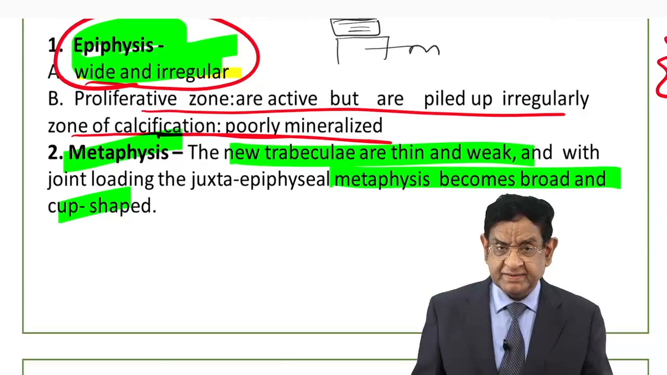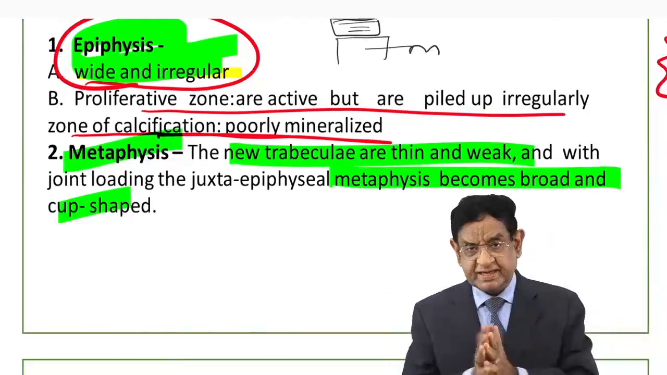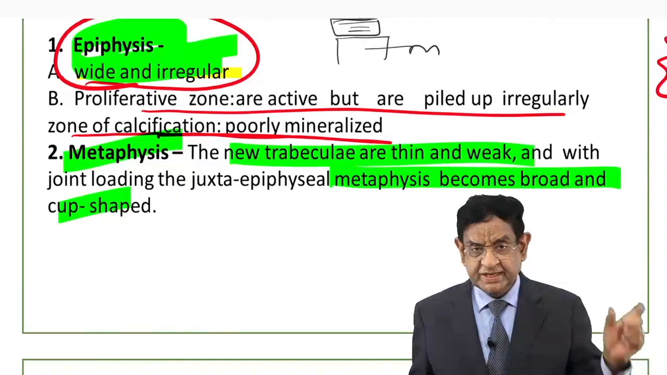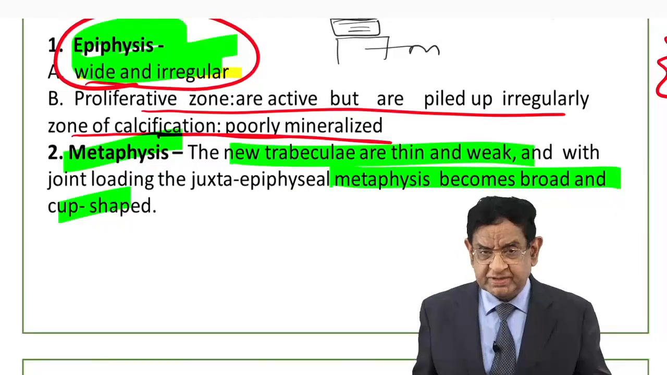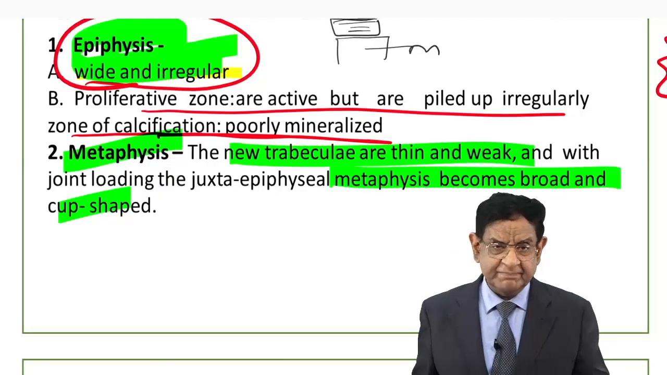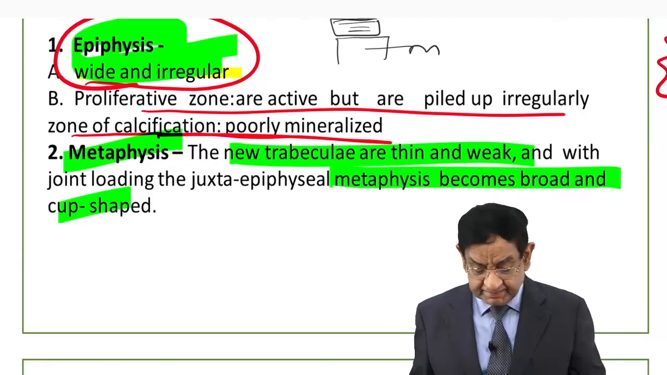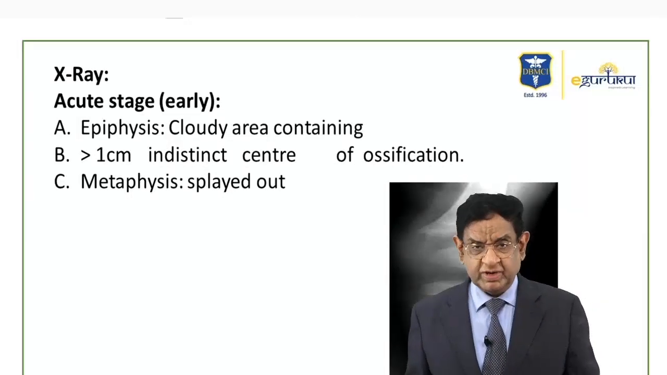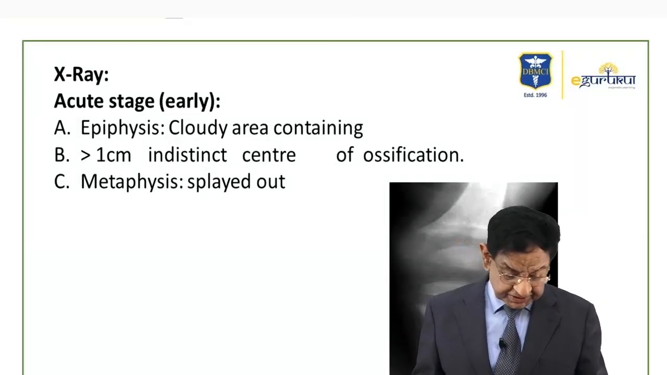So what we learn ultimately is that we are getting an enlarged growth plate, which is causing widening of the growth plate, and that is giving an uncalcified area in the epiphysis as well as in the metaphysis. With this background, let's look at what happens in X-ray stage by stage.